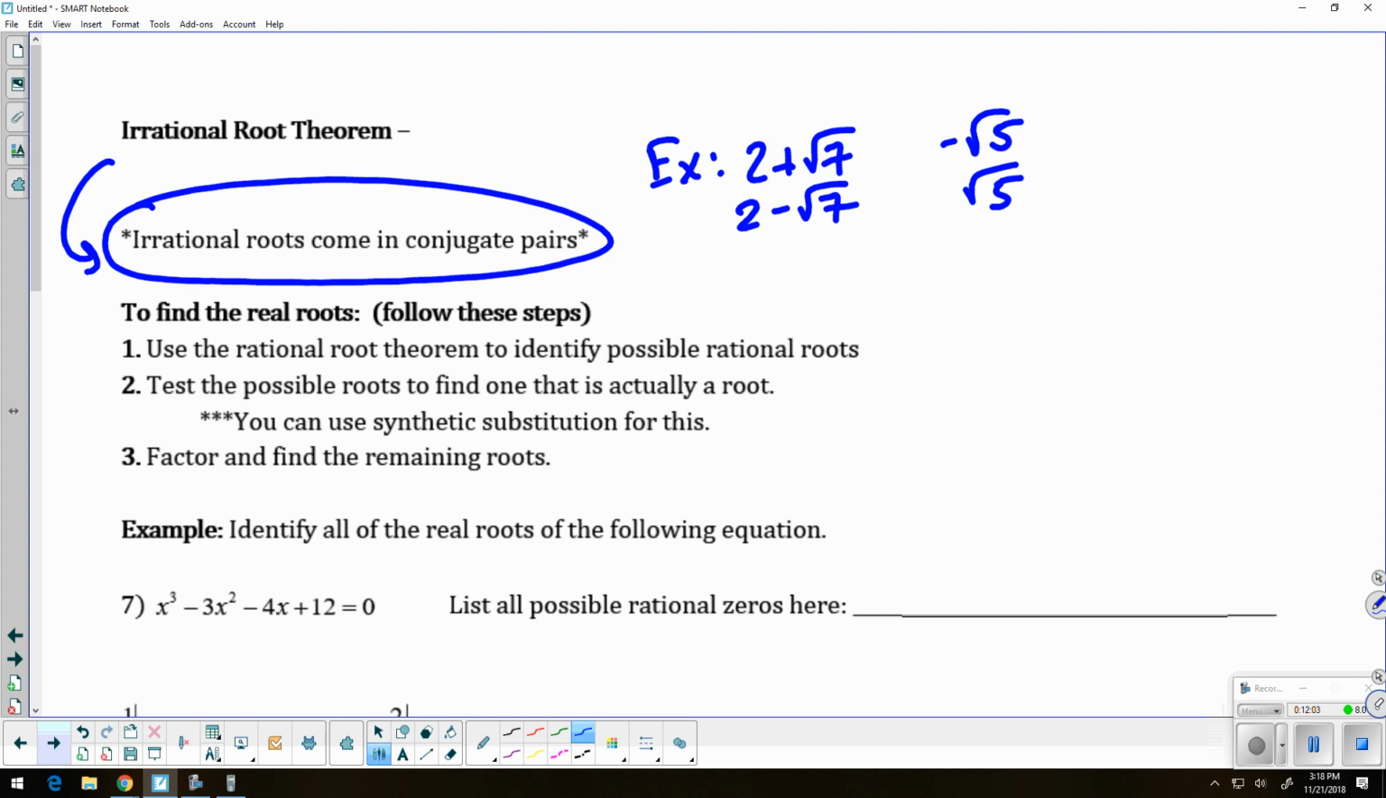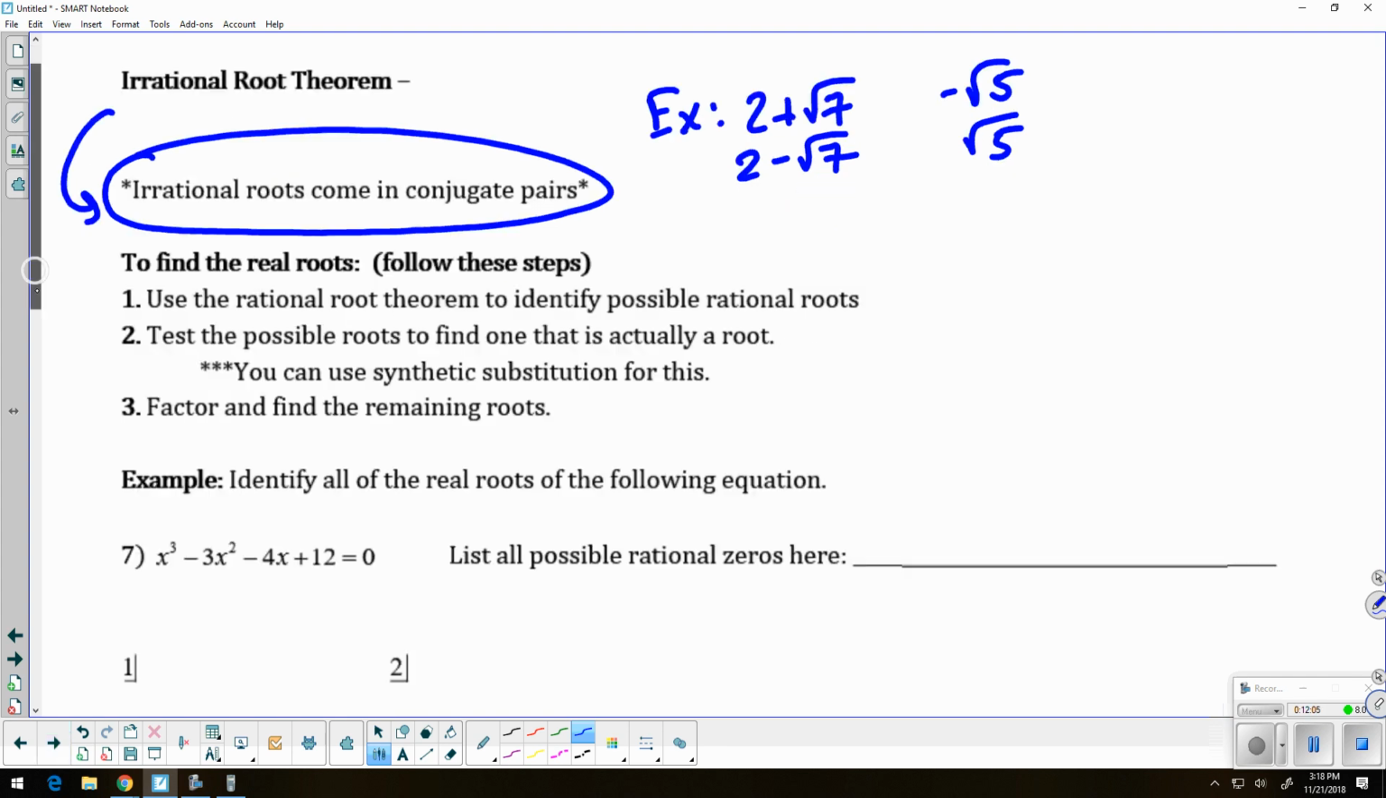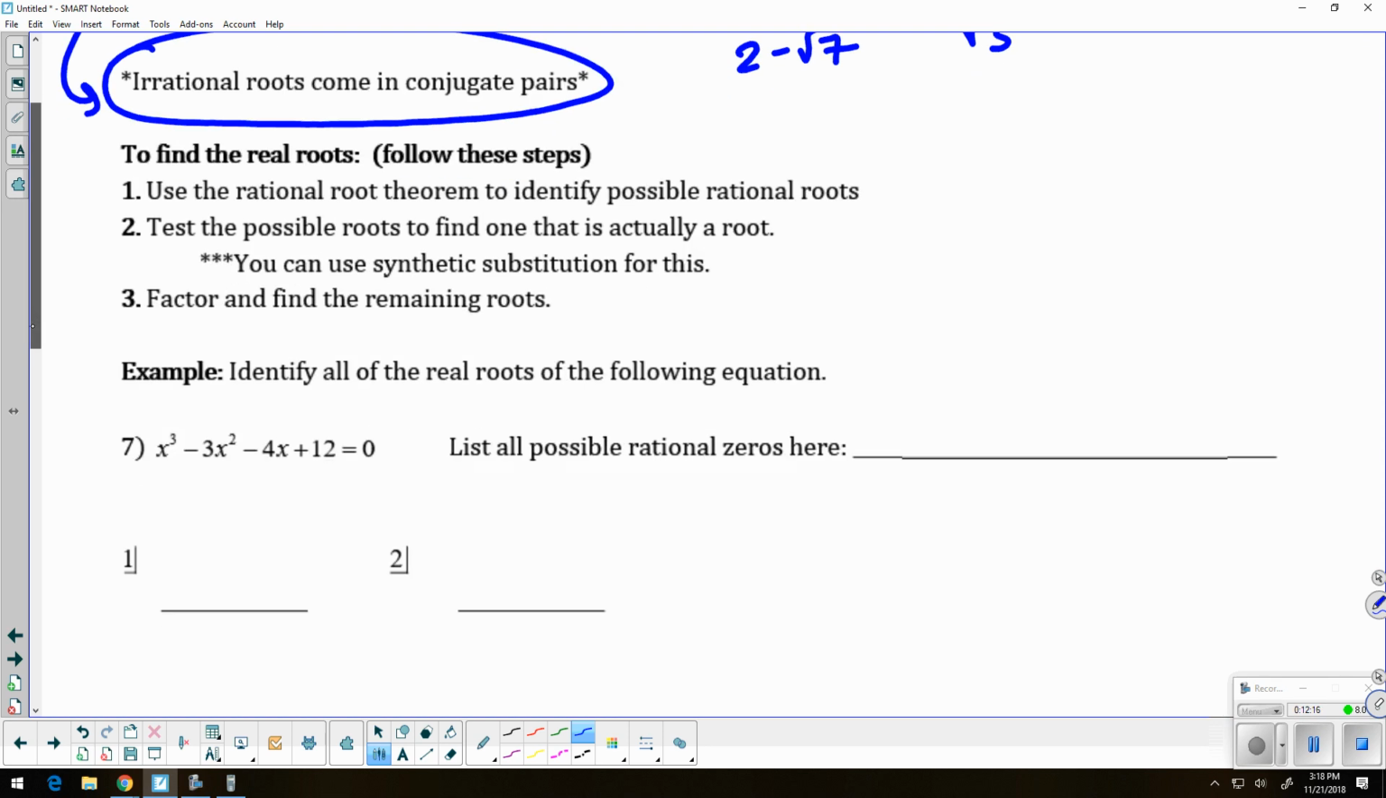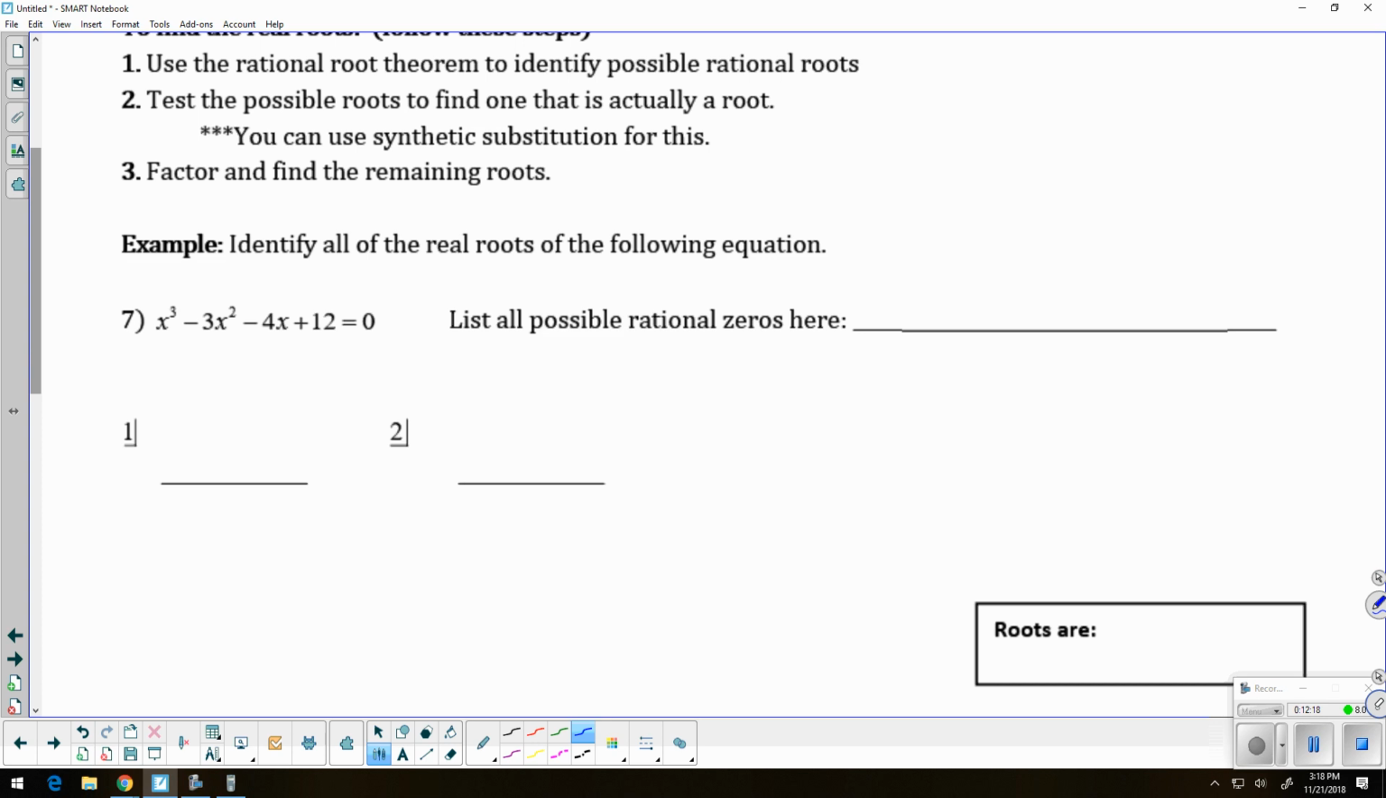Okay, use the rational root theorem, it says, to identify the possible rational roots. Then test the possible roots to find one that is actually going to be a root. You can use synthetic substitution for this. Factor and find the remaining roots. Okay, so we want to find all the roots to this problem. But first, list out what are the possible roots. Okay, so P over Q, that's 12 over 1. So we're going to start with that.